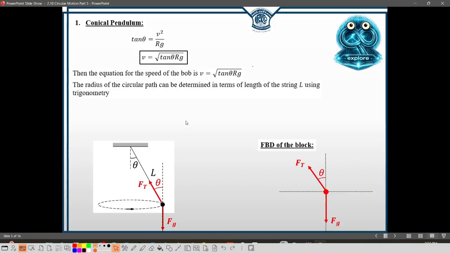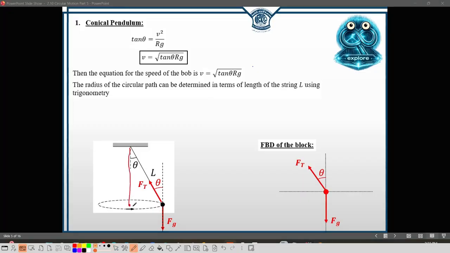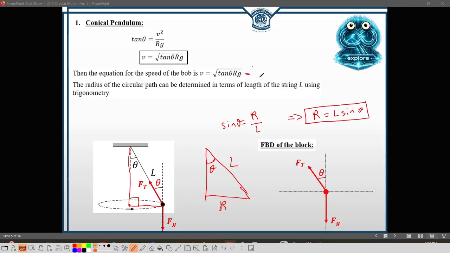The radius of the circular path can be determined in terms of the length of the string, using trigonometry. Now let's consider this triangle here. This is a right triangle. In this right triangle, the angle is here, the radius, and the L. From trigonometry, we know that sine is opposite over hypotenuse. The opposite is R, the hypotenuse is L. This is sine theta, so we can express R as L sine theta. And the formula becomes v equals square root of tangent theta times L sine theta times g.